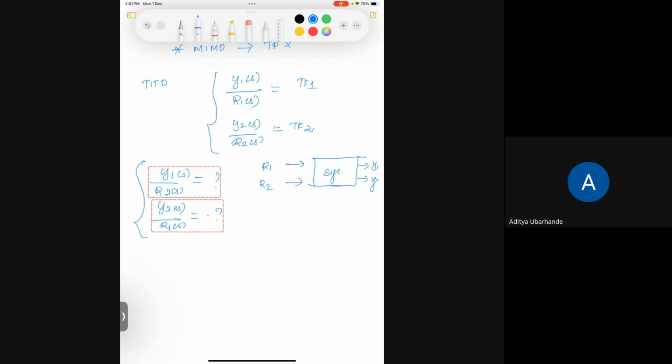So you need this many transfer functions to represent a simple two input, two output system. Other than single input, single output, it's going to be tedious for any kind of inputs and outputs. So this is one drawback of transfer function representation.